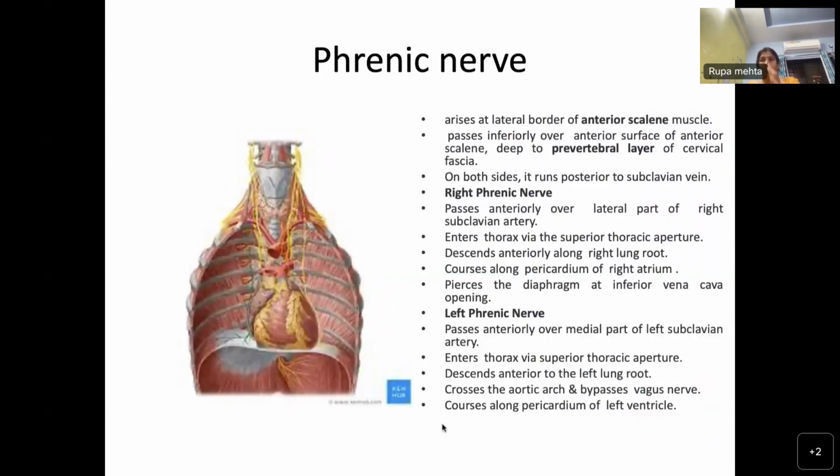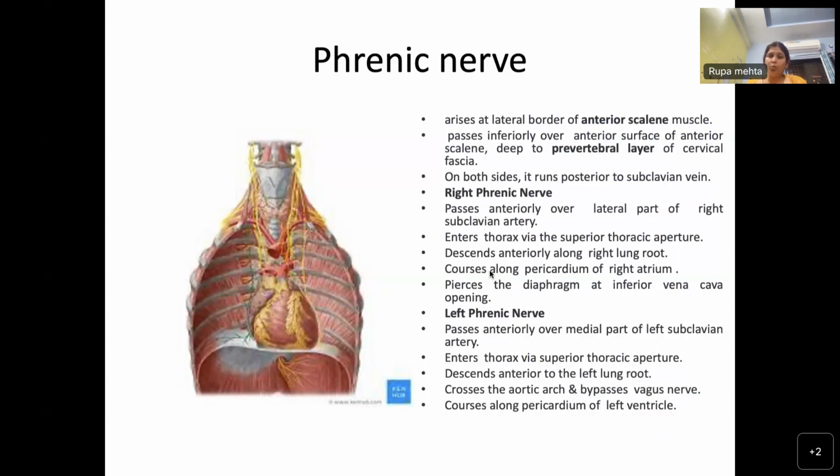Now phrenic nerve, as we all know, has C3, C4, C5. It is formed from C3, C4, C5 roots, and it is in relation with the scalene muscles. It lies deep to prevertebral fascia and runs posterior to subclavian vein. Then right and left, there's a little difference. The right phrenic nerve will pass anteriorly over lateral part of right subclavian artery, and left phrenic nerve passes over medial part of left subclavian artery.